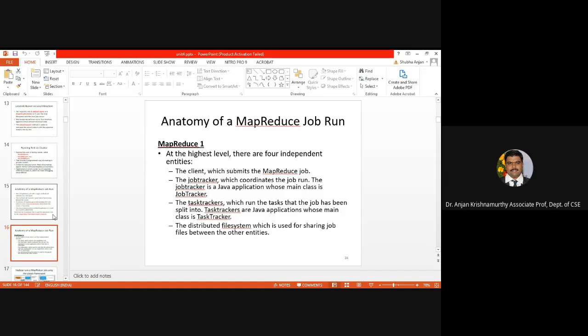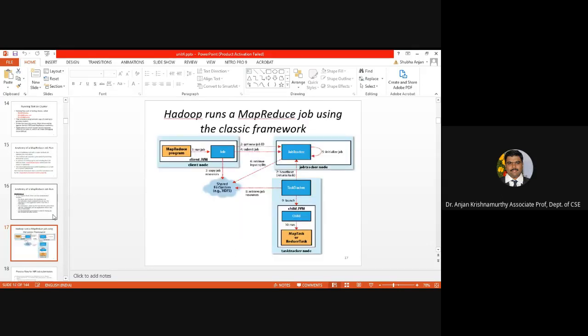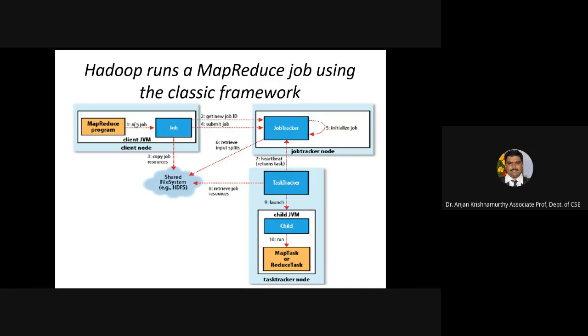So the distributed file system which you have is used to share the jobs or the files between the other entities. So this is the scenario in the case of MapReduce 1. It typically looks like this. So you have the MapReduce program, which is submitted as a job, right? The first step is you submit it as a job. You run it as a job, right?